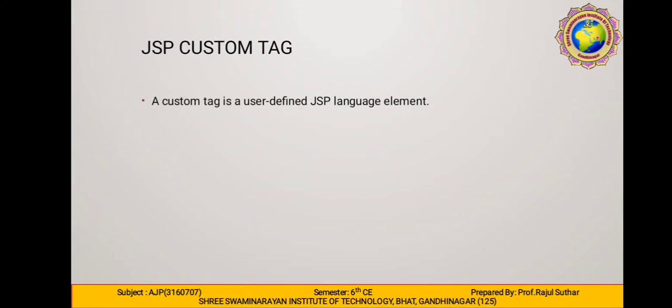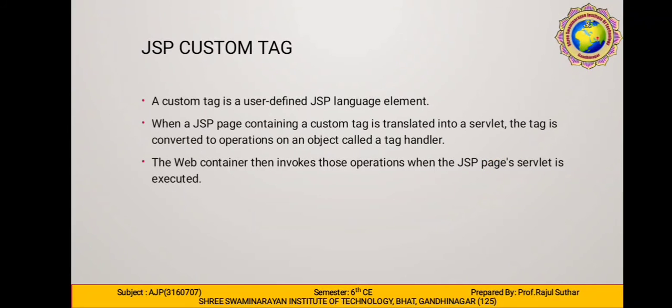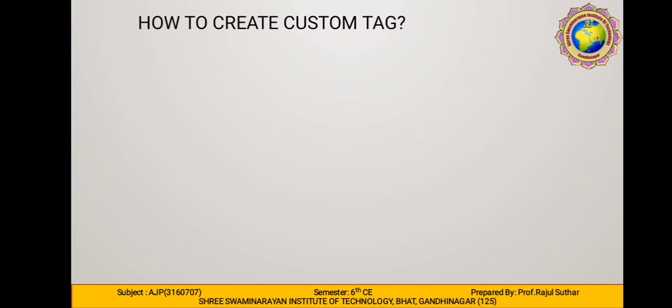So what do we mean by custom tag? A custom tag is a user defined JSP language element. When a JSP page containing a custom tag is translated into a servlet, the tag is converted to operations on an object called a tag handler. The web container then invokes those operations when the JSP page servlet is executed. The JSP tag extension lets you create new tags that you can insert directly into the JavaServer Page, just like the built-in tags.